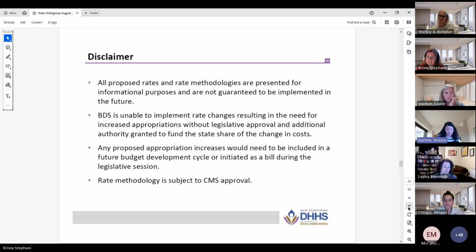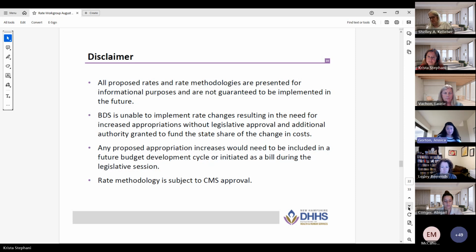BDS is unable to implement rate changes resulting in the need for increased appropriations without legislative approval and additional authority granted to fund these proposed changes. So we would have to go and ask for this funding. Any proposed appropriation increases would need to be included in a future budget development cycle or initiated as a bill during the legislative session. As I mentioned before, our opportunity to do that would be looking at 7-1 of 2025, if we were to advocate for and receive this funding. So that is what we're basing this proposed timeline on.